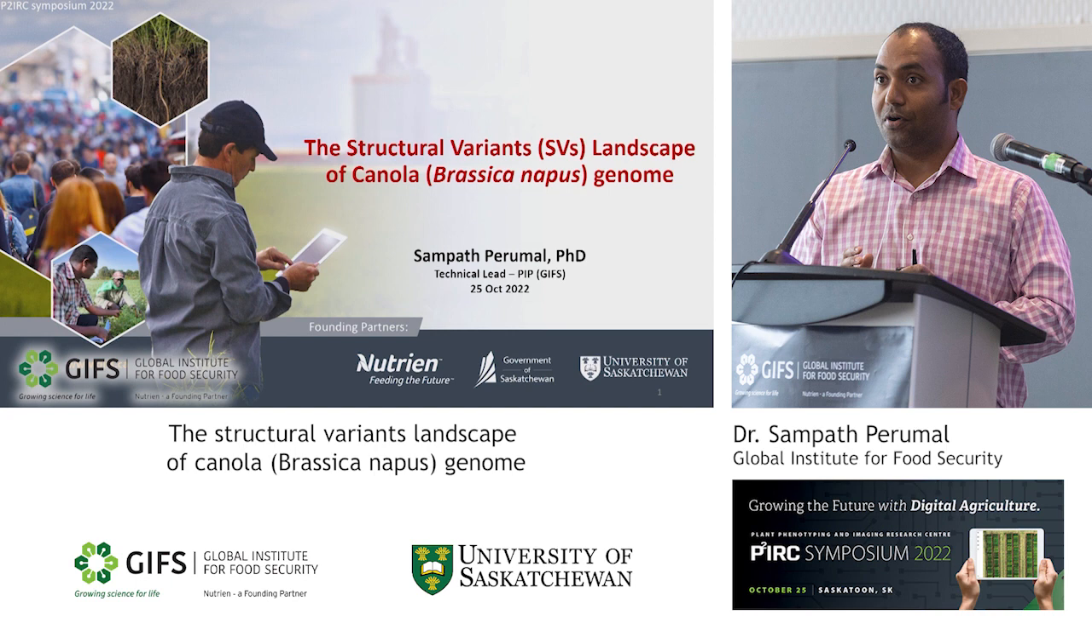But however, this is an ongoing project, and I'm going to introduce our project. This is to provide an overview of the structural variant landscape in the Brassica napus genome. My name is Sampath, and this presentation is using the NAM population. We have 50 NAM founder lines, so we are characterizing structural variants to get more novel genetic variants to tackle complex traits.